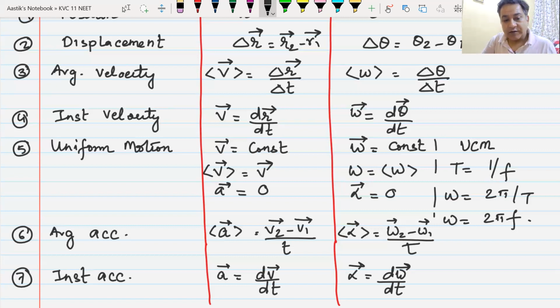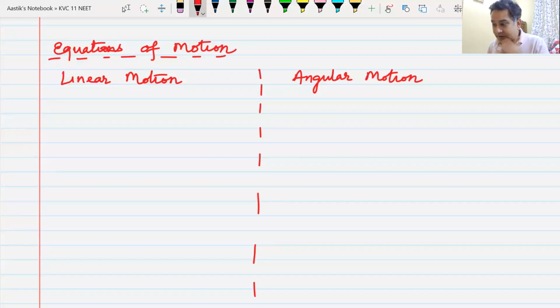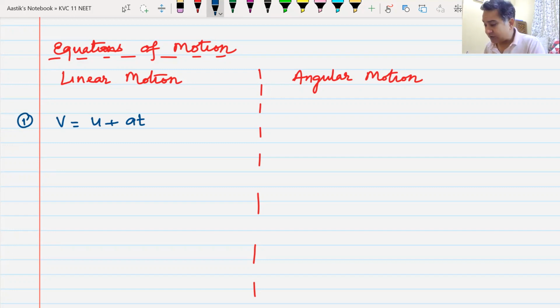Okay. Now we move on and have a quick look at the equations of motion. In the first case, we have linear motion. The first equation is v equals u plus at. Remember, whenever we use this equation, we use it with a sign convention. If we take this side as positive, this side becomes negative. Do we understand this? If we take upward as positive, downward is negative. So remember, all these equations are used with proper sign convention.